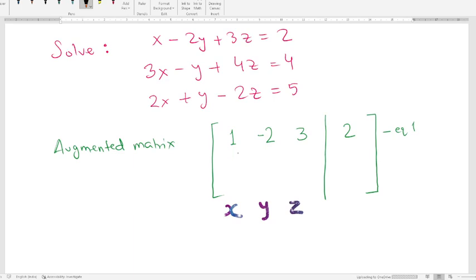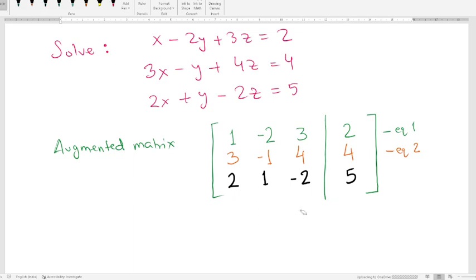Now let's write down the second equation. The coefficient of x is 3. The coefficient of y is -1. The coefficient of z is 4. And on the right hand side, we have got a 4. So this is equation 2. And finally, the last equation: the coefficient of x is 2. The coefficient of y is 1. The coefficient of z is -2, and on the right hand side we have got a 5, right?